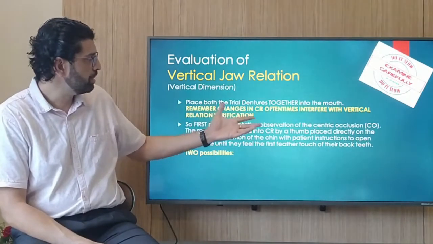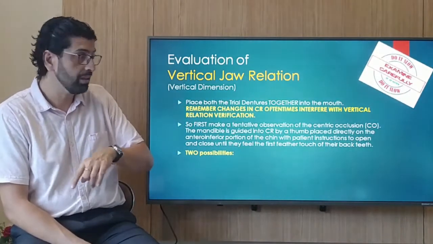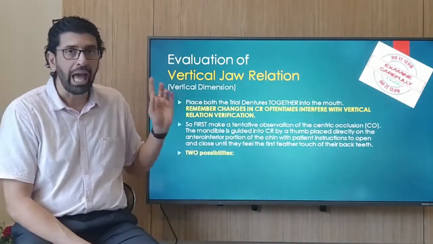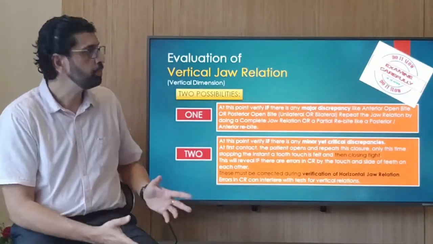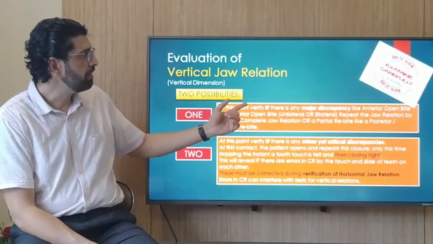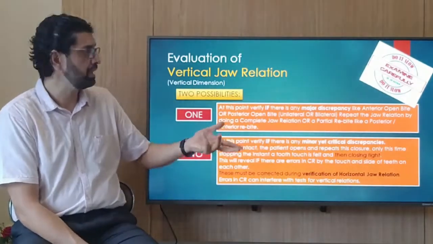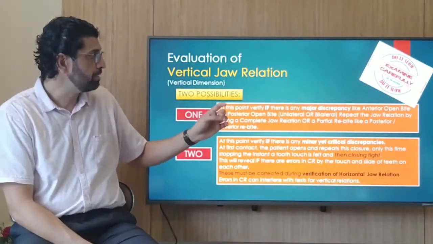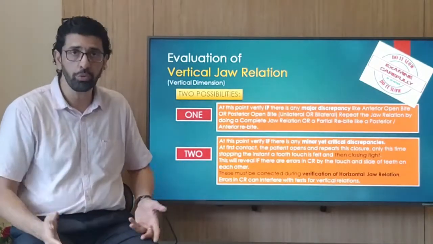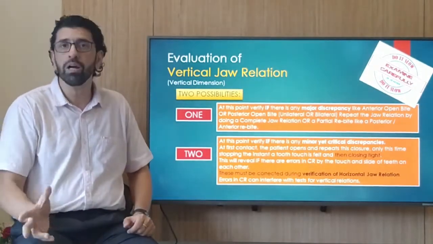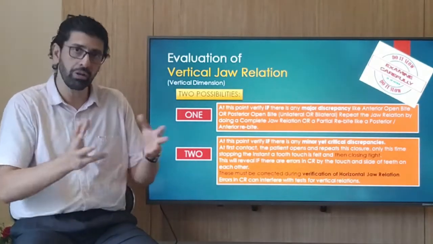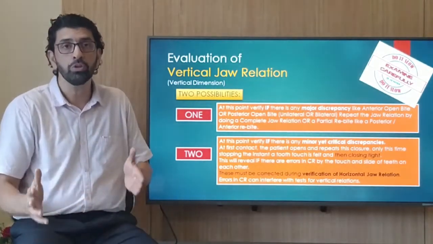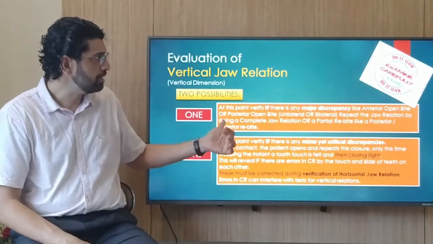So place the trial dentures together in the mouth. Remember, changes in the centric relation can often interfere with this. Ask the patient to move to centric like I told you, and there can be 2 possibilities. One, at this point, verify if there's any major discrepancy like an anterior open bite or a posterior open bite, unilateral or bilateral. If so, repeat the jaw relation by doing a complete jaw relation. Maybe you want to remove the whole thing and do it all over again if there's too much of a problem. Or you can do a partial jaw relation, like a posterior rebite or an anterior rebite, depending on what your teachers guide you to do, because they have the experience and can help you identify what needs to be done.